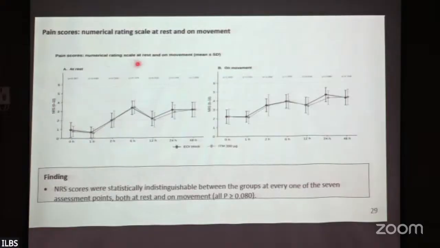Coming to the secondary objectives, like the pain scores, numerical rating scores at rest and on movement. Numerical rating scores were statistically indistinguishable between both the groups at every one of the 7 assessment points, both at rest and movement.